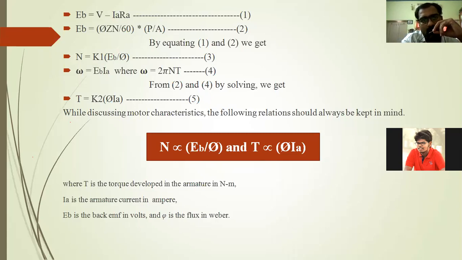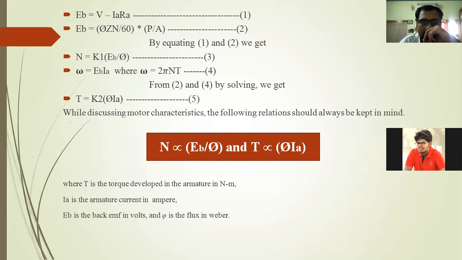The complete constant is replaced with K1, so N is proportional to EB by phi. The speed is inversely proportional to the flux produced. The speed is considered as omega, the speed of the motor, which depends upon the voltage and current. The product of the back EMF produced in the motor and the current passing through the armature terminals gives you the power.